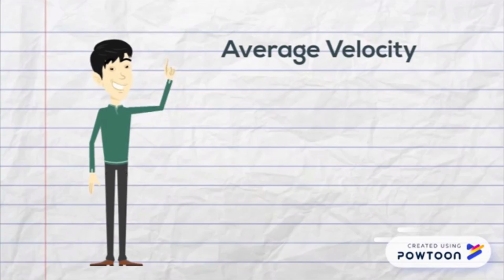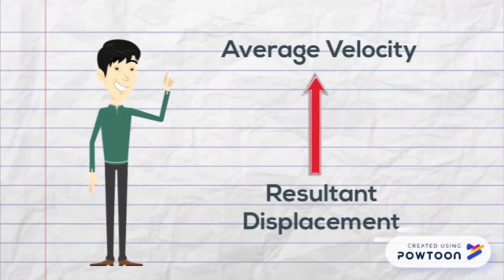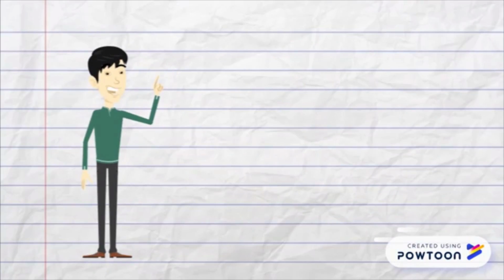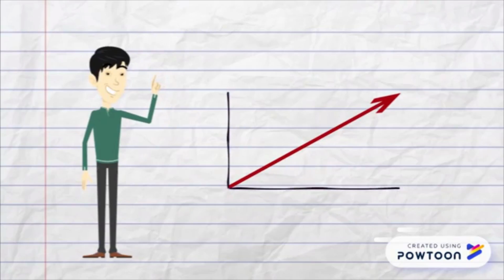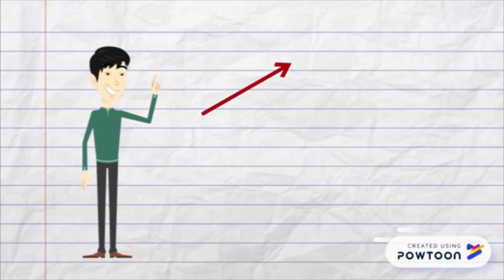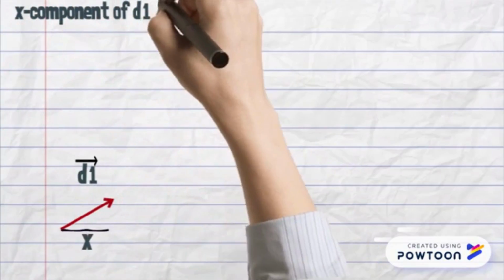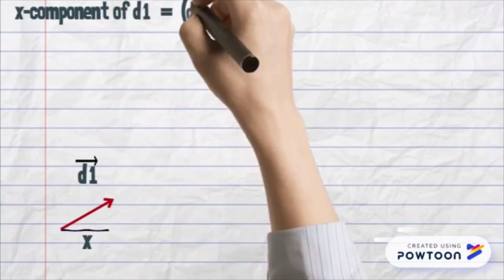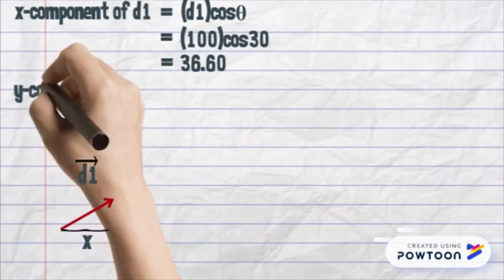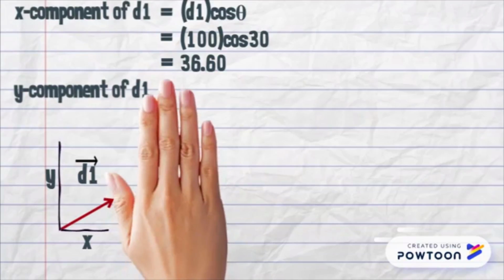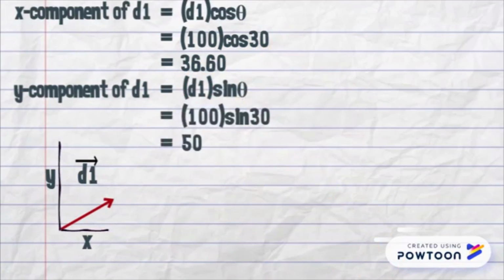As you learned in lesson 1, to find the average velocity, you must find the resultant displacement first. To find 2-dimensional displacement, you must resolve both the displacement vectors given into their rectangular components. Let's denote the first displacement as d1 and the second displacement as d2. The x component of d1 is equal to d1 cos theta and the y component of d1 equals d1 sine theta. The same goes for d2.